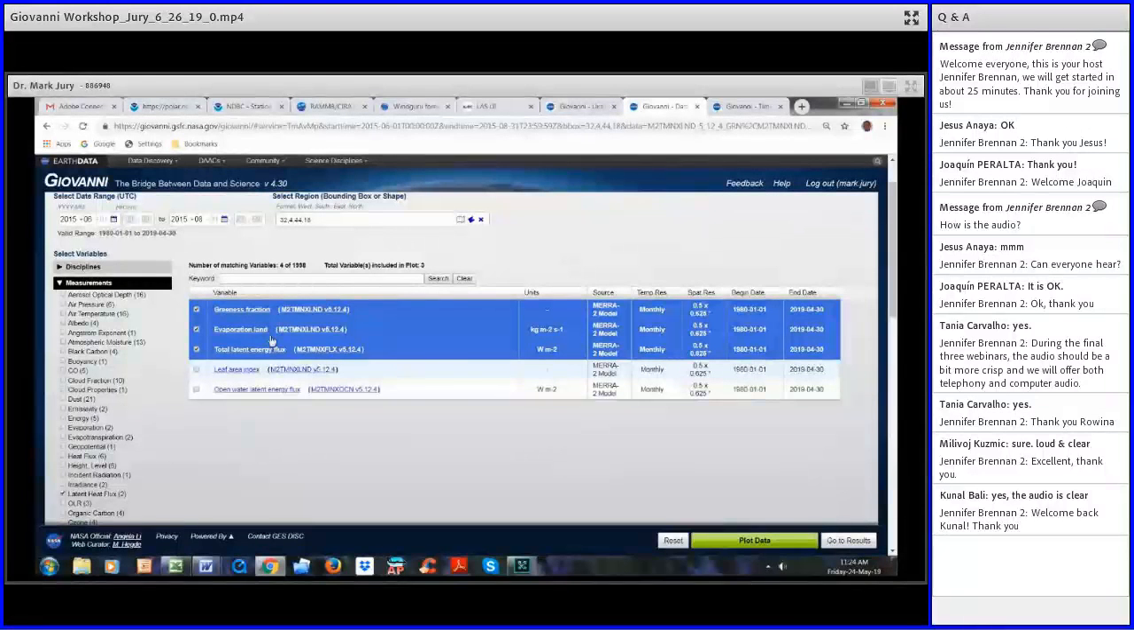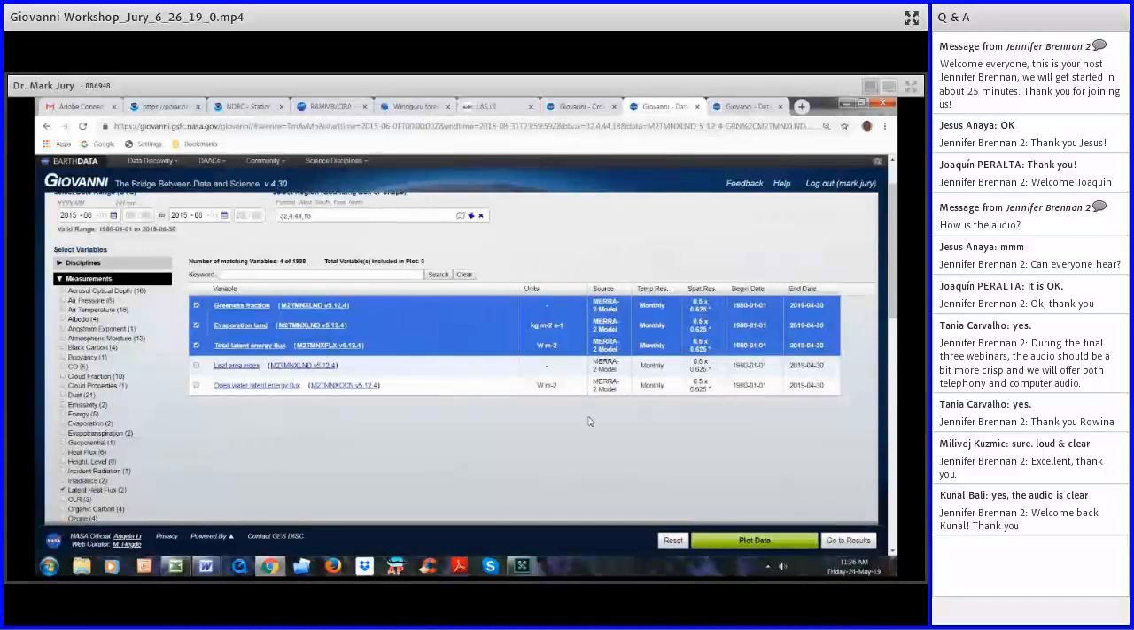The transpiration and the latent energy flux are almost the same in terms of their pattern, but they have, of course, different units. The one is millimeters per second, so they have a large number associated with it, whereas the total latent heat flux or energy flux would be in watts per square meter. So those can be resolved later on.